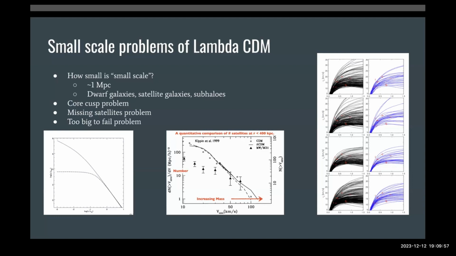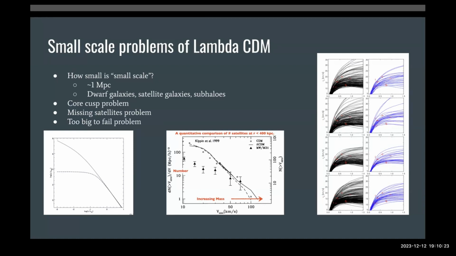So the first problem we'll be addressing is the core-cusp problem, and this is when the Lambda Cold Dark Matter model overpredicts the density of dark matter halos. This disagrees with astronomical observations of dwarf galaxies that suggest lower density profiles. The term cusp refers to the higher or steeper density profile, and the word core refers to a flatter or not as high density profile.